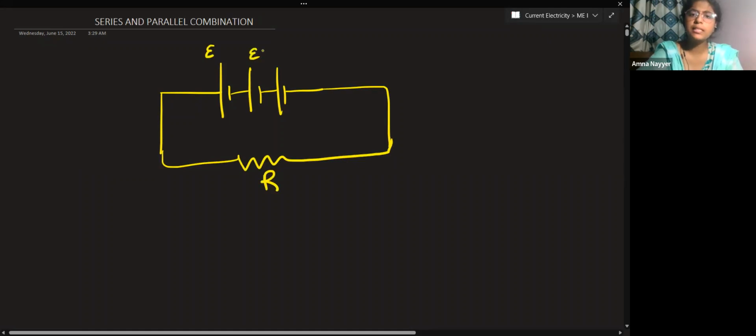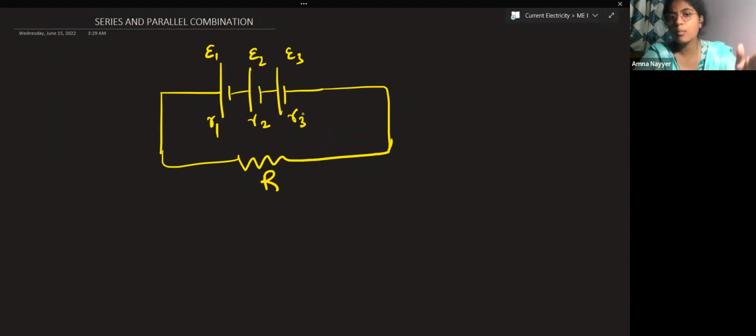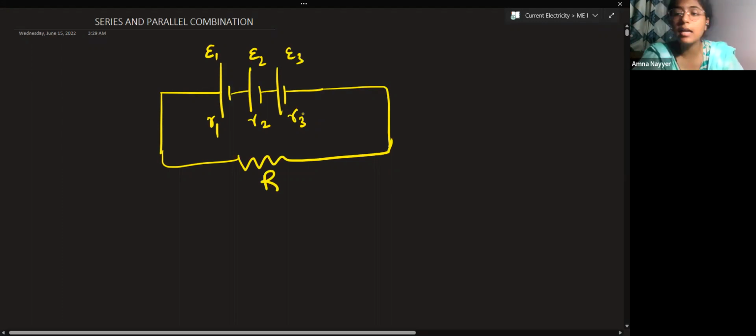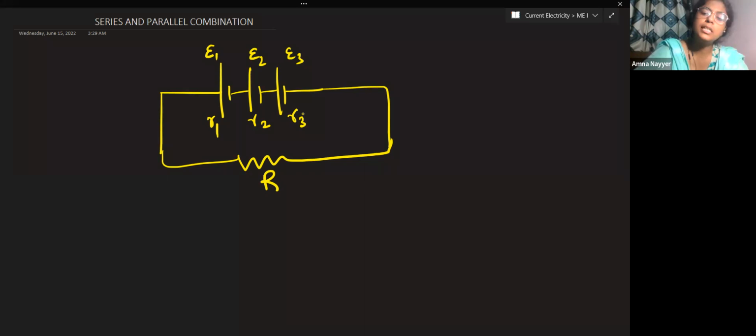All of them, let's say, have EMF. Let's say this has EMF E1, this has EMF E2, this has EMF E3. This one has internal resistance R1, this one has internal resistance R2, this one has internal resistance R3, and so on. So EMFs are provided, R1 plus R2 plus R3. These are the internal resistance of the cells, and E1 plus E2 plus E3, all these are the EMFs of the cell, and they have been connected to an external resistor.